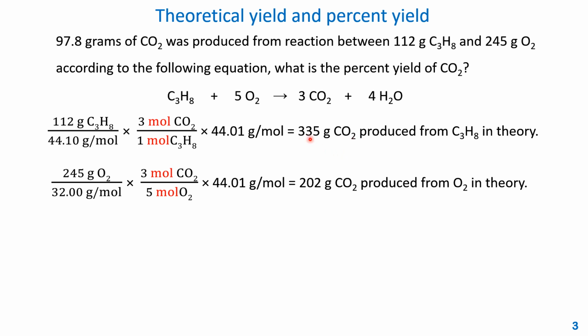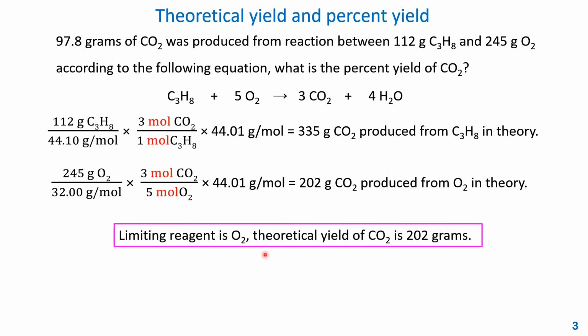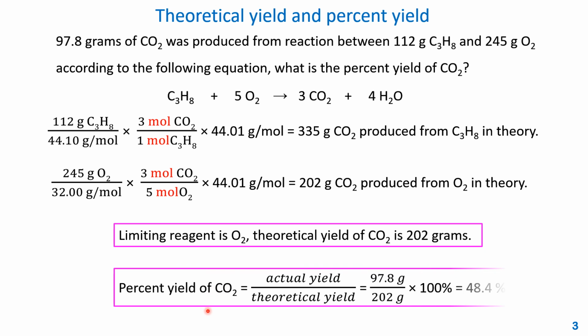We cannot make that much because propane is the excess. Conclusion: the limiting reagent is oxygen. The theoretic yield is 202 grams. And then we can calculate percent yield. Percent yield equals the actual yield over theoretic yield. That's 97.8, the given condition, 97.8 grams of carbon dioxide, divided by the theoretic yield, 202 grams of carbon dioxide. And the percentage is 48.4%. That is the percent yield. Okay.